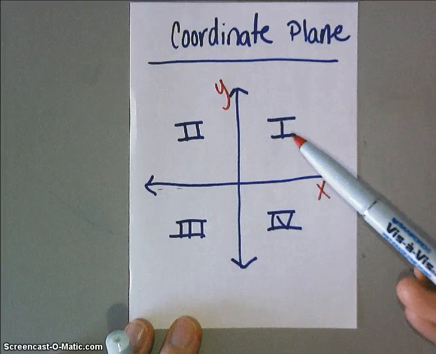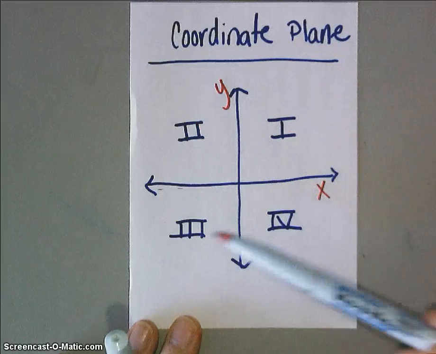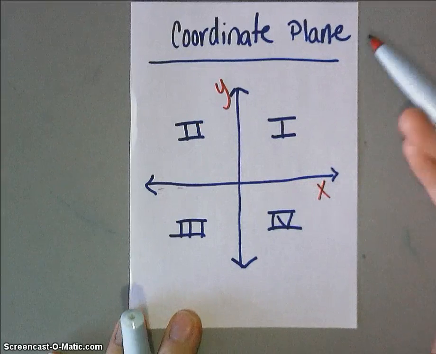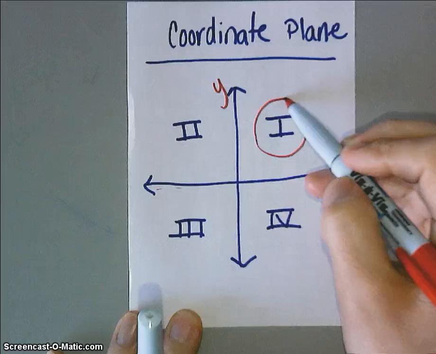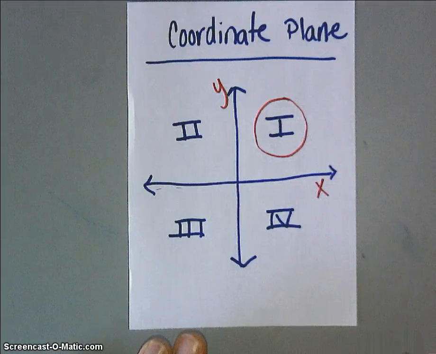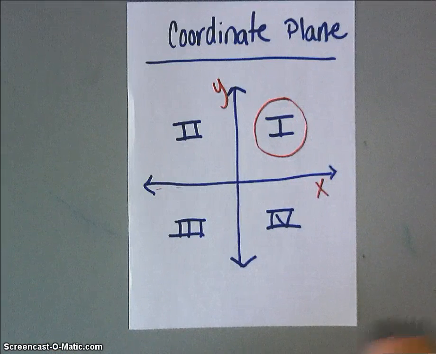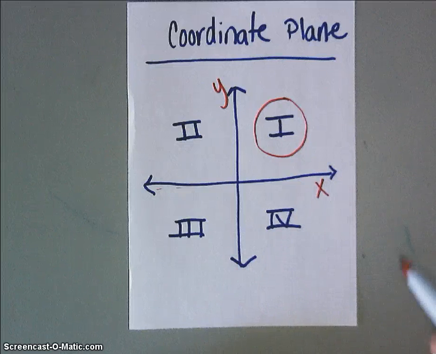And your coordinate plane is divided up into 4 quadrants. Today, we are only worried about this first quadrant. Next chapter, we're going to talk a little bit more about the second, third, and fourth quadrants. But for today, we're only worried about the first quadrant.